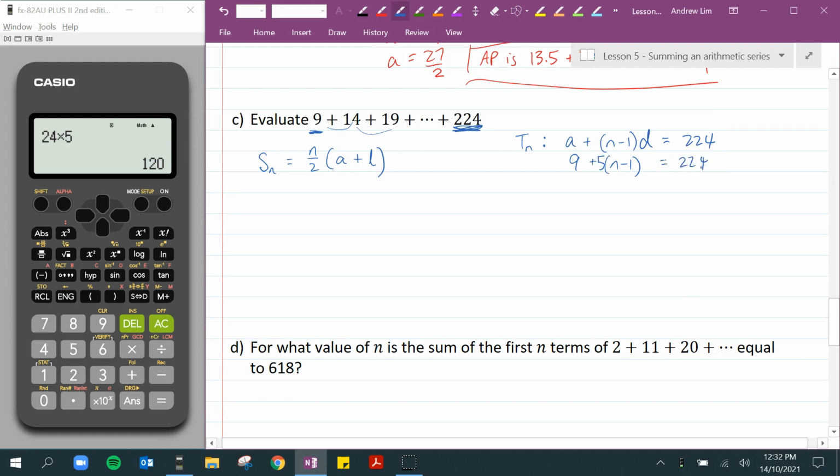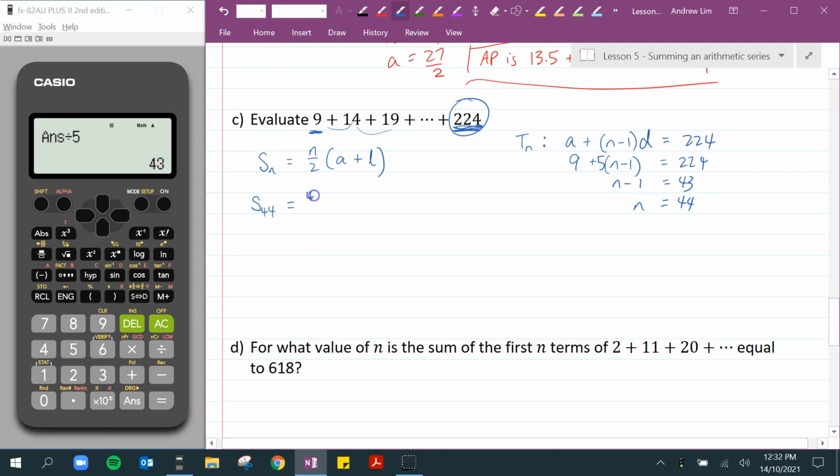Let's solve this now. 224 minus 9 is 215. Divided by 5 is 43. So n minus 1 is equal to 43. n is equal to 44. So if we want to add this 9 plus 14 plus 19 all the way up to 224, we need to actually work out the sum of the first 44 terms. Now that we know that 224 is the 44th term.